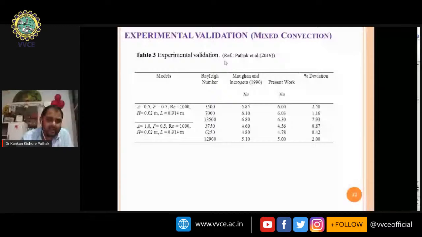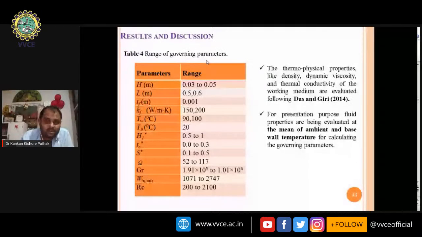Now, results and discussion. First, the range of governing parameters. Actually, the study is related to some parametric studies. We are also trying to find some optimum conditions at which the heat transfer can be improved. For that reason, we have varied the height. The fin height is constant at 0.0320, and H1 star here is the non-dimensional height, which is 0.5 to 1. That means 50% of this height.